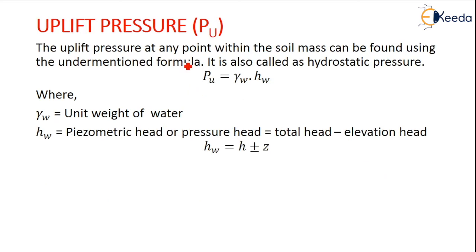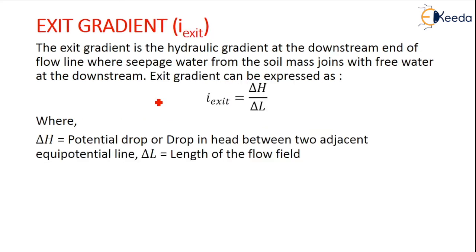Coming to the uplift pressure, that is PU. The PU at any point within the soil mass can also be found by the following formula. This formula is known as hydrostatic pressure, that is PU = γW × HW. What is γW? Unit weight of water. HW is nothing but the piezometric head or pressure head. It is calculated as total head minus elevation head, where HW is equal to total head plus or minus elevation head, that is Z.